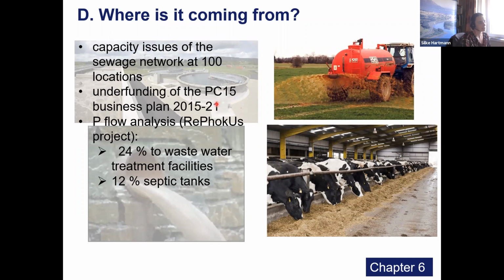And then AFBI and their research partners carried out a so-called Refocus project, which was published last autumn, where they looked at the P-flow analysis in the Northern Irish system. And they were able to attribute 24% of the phosphorus released to the water environment to wastewater treatment facilities, and a further 12% were attributed to septic tanks.